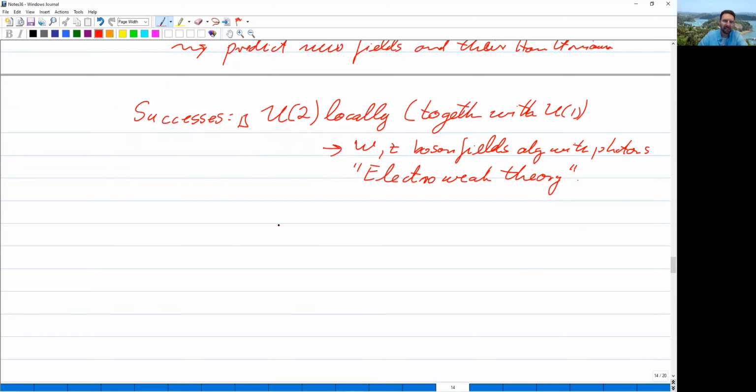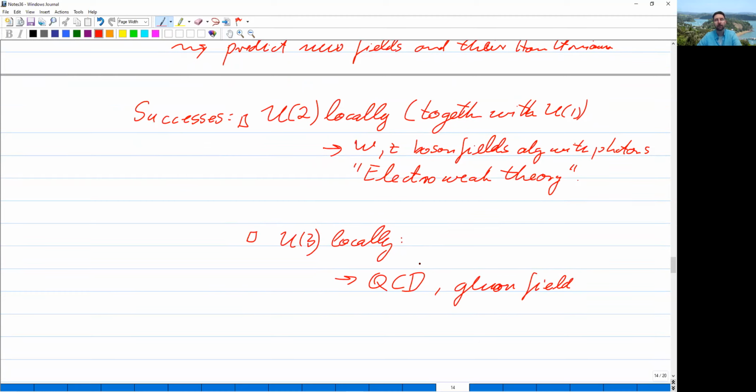But also, we can then say, what about U3, locally gauged? In this case, we obtain QCD, quantum chromodynamics, which is to say, this introduces now the gluon field. So what are the photons for the electromagnetic field? Now we have the gluons for the U3 symmetry, where we had the W and the Z bosons playing the role of the photons in the U2 theory. So all that is pretty cool because these are fundamental forces of nature.